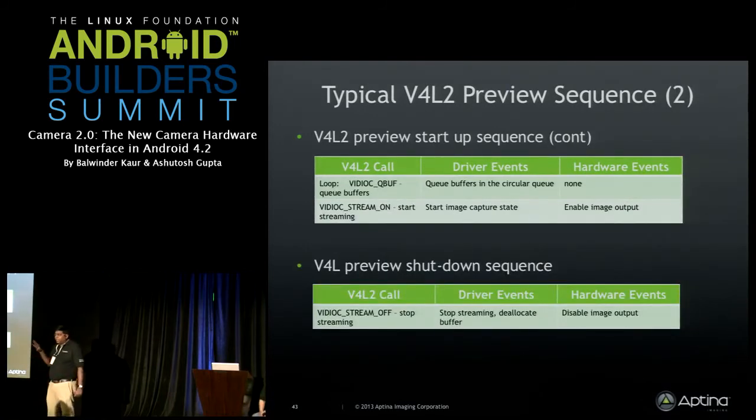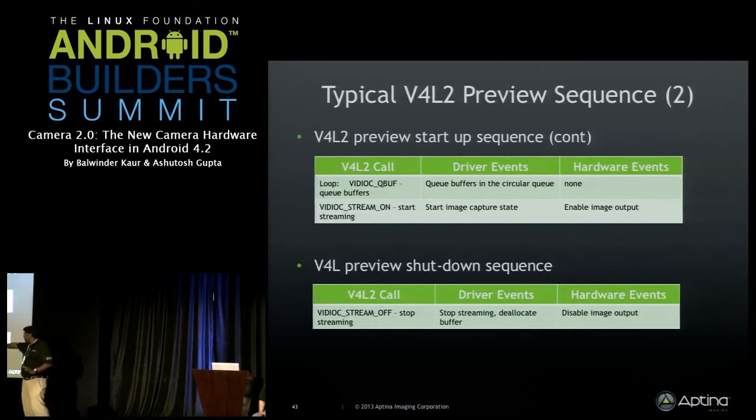And finally, once you get all the buffer details, you need to queue them explicitly to the driver. So you say VIDIOC_QBUF. And once you have queued all of them, then you will do stream on finally. Stream on will basically start the streaming process. It will enable the RX actually. Once you are done with the camera, you just say stream off. It will stop the streaming and it will deallocate all the buffers which it has.